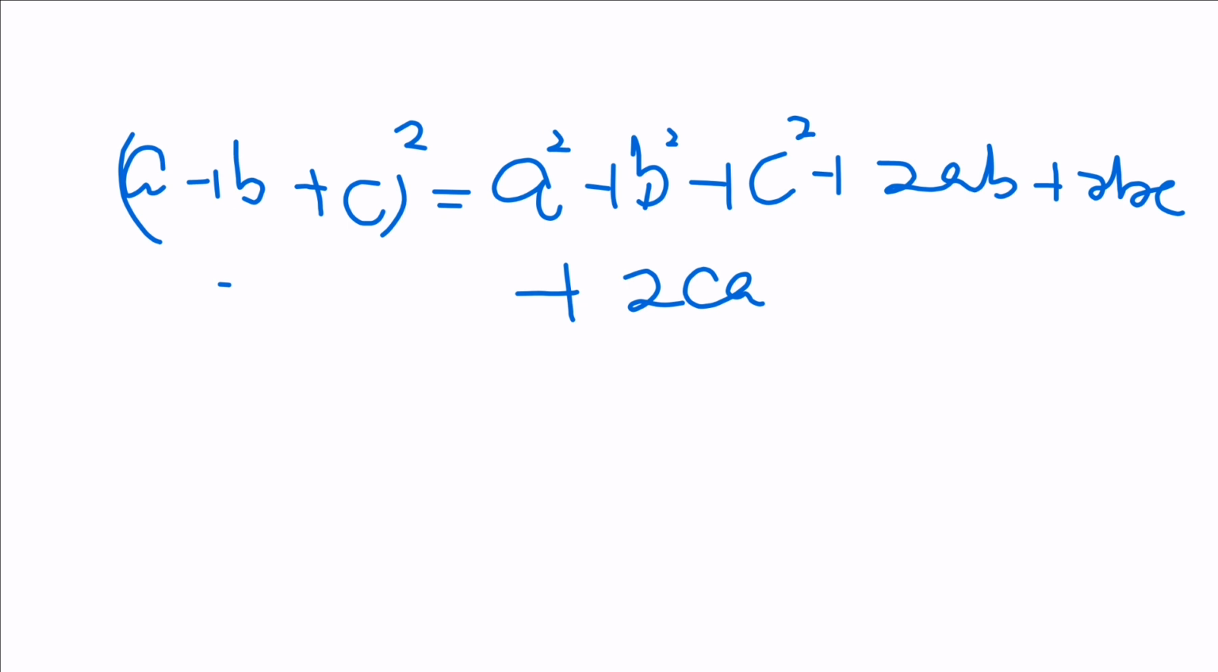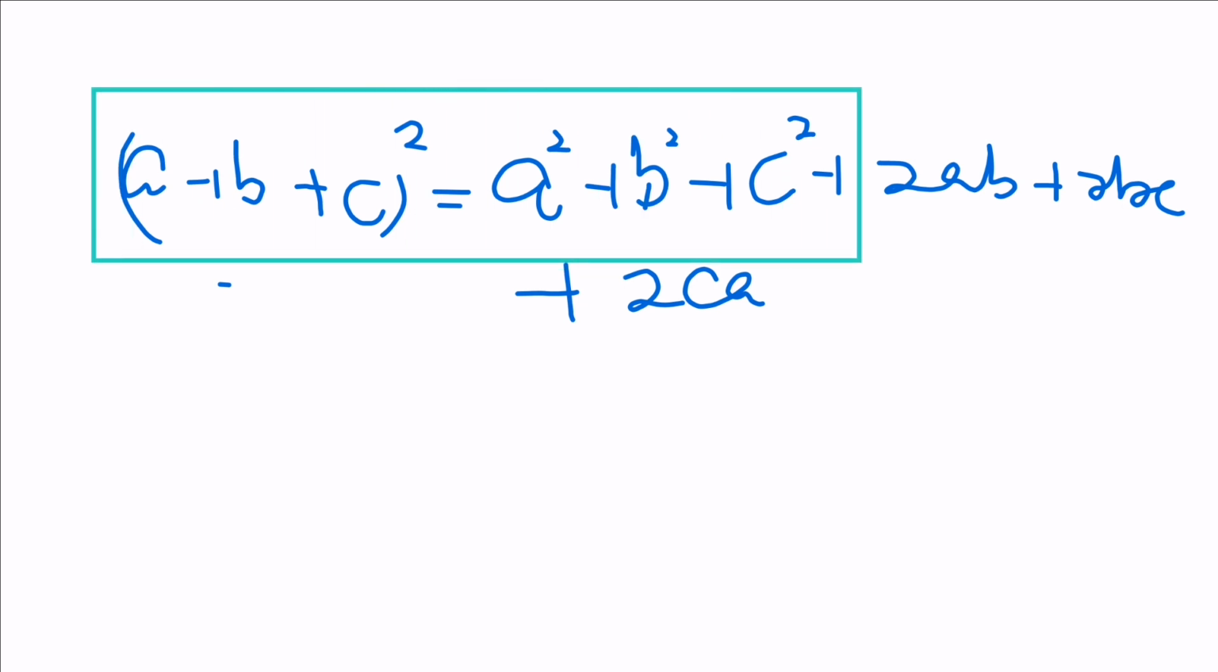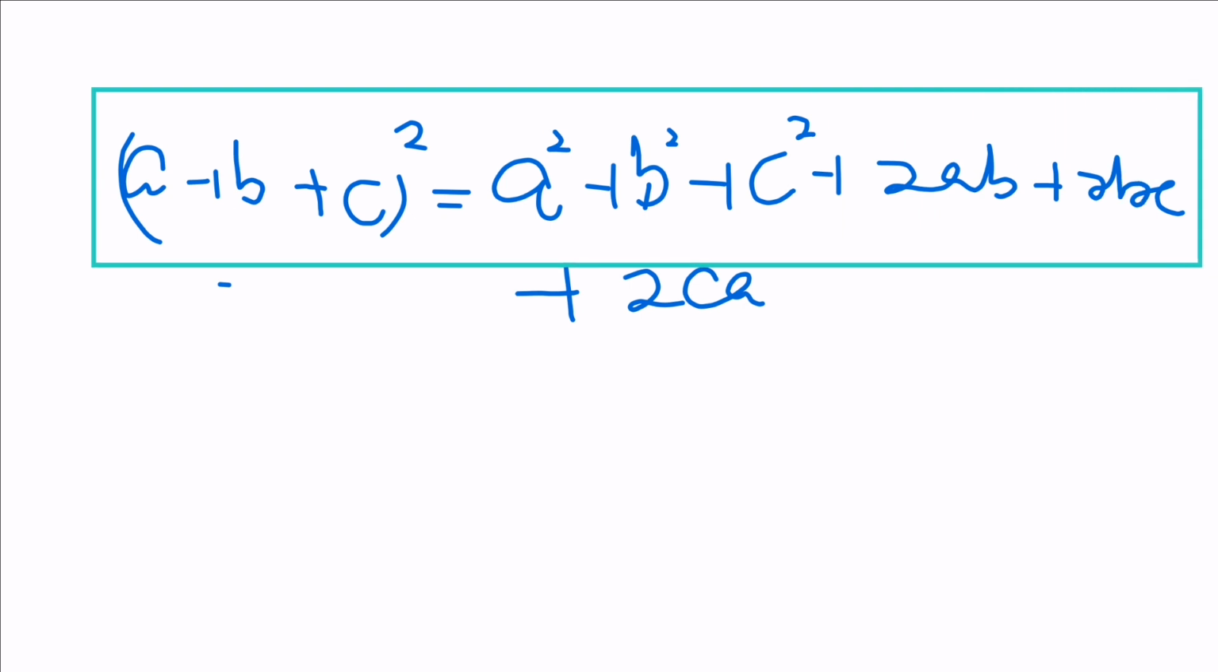a+b+c whole square formula. We know that a+b+c whole square is a fundamental formula in algebra, particularly in basic algebra. (a+b+c) whole square is equal to a square plus b square plus c square plus 2ab plus 2bc plus 2ca.